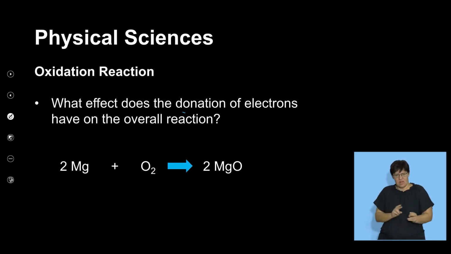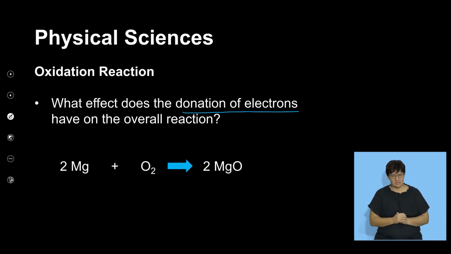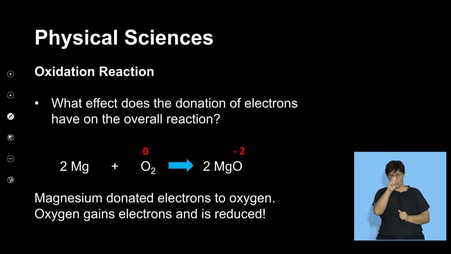So if something donates electrons or an electron, it actually loses the electron, okay? So the question that we want to pose at this point in time: what effect does the loss of electrons have on the overall reaction? Remember, the overall reaction is actually a redox reaction. That's what we want to arrive at the end of the day, okay? So this is the balanced equation of the reaction.